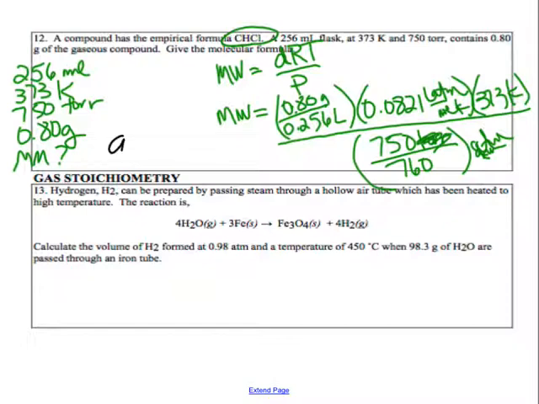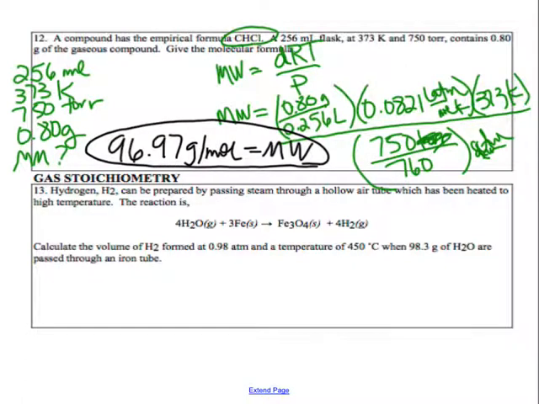What? 96.97 grams per mole. That sounds about right to me. So if I know the molecular weight, that's not the question. The question wants to know the formula. So what will I have to do to figure out the molecular formula? Perfect. Figure out the weight of the empirical formula. And then what do I get?